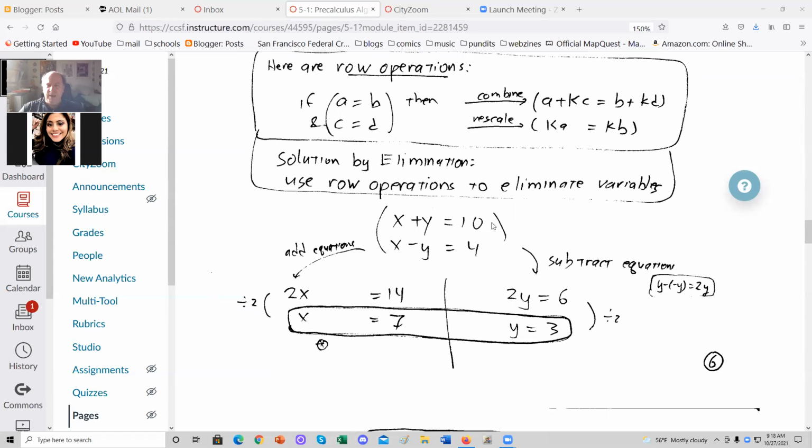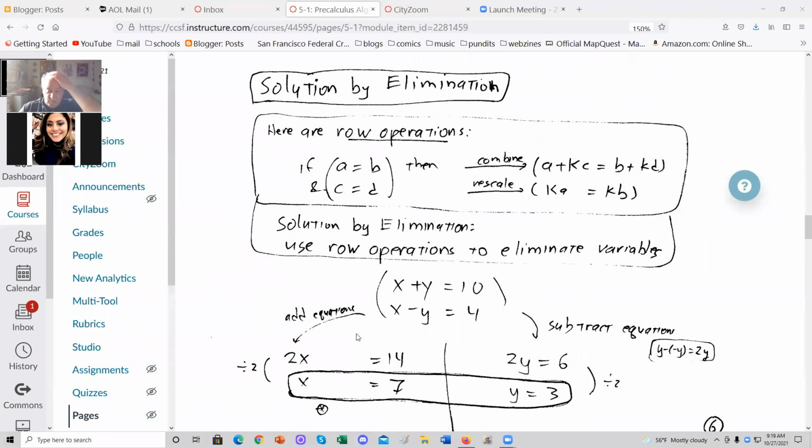For example, x plus y equals 10 and x minus y equals 4. If we add the equations, the x's add up to 2x, the y minus y cancels out, and 10 plus 4 is 14. So 2x equals 14, and we have eliminated the variable y. Now 2x equals 14, then you divide both sides by 2, and x equals 7, and we're done. Alternatively, if we subtract the equations, x minus x cancels, y minus negative y is 2y, so 2y equals 10 minus 4, which is 6. 2y equals 6, divide both sides by 2, and y equals 3. So 7 by 3 is the solution, as we got before.